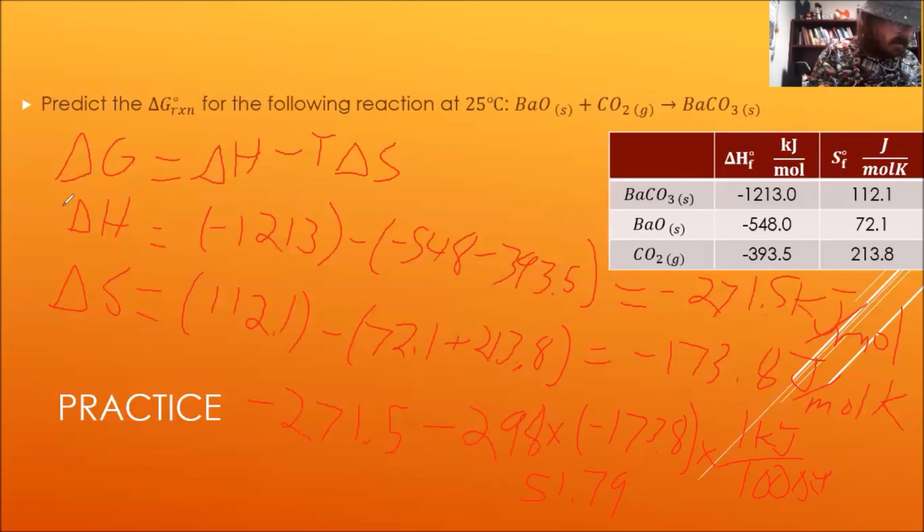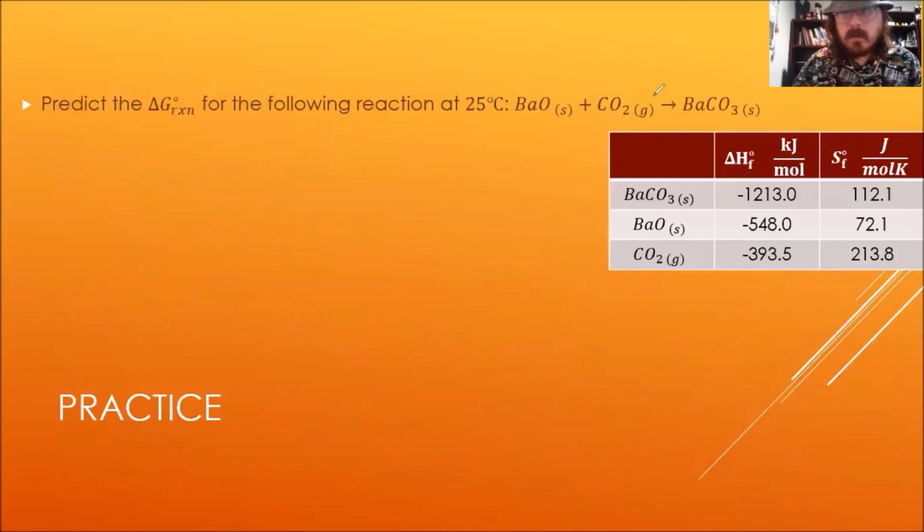When I add that to the negative 271, we have negative 219. So our delta G is negative 219. As we proceed, you might be able to see that if temperature increases, this will have a larger and larger effect until we get to a point where it is no longer spontaneous. But at this temperature, it is very much spontaneous.